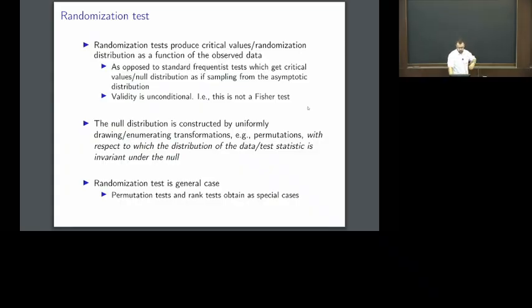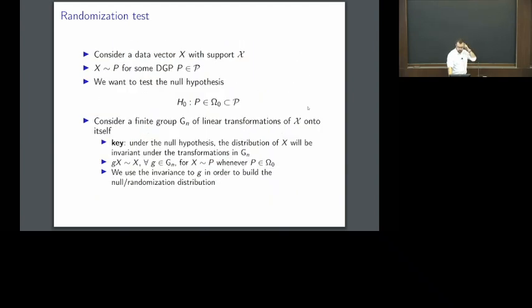So that's going to be the idea, and we're going to have pictures and examples to crystallize that. So the randomization test is the general case. Permutation tests and rank tests are going to obtain as special cases. Okay, so let's formalize this.